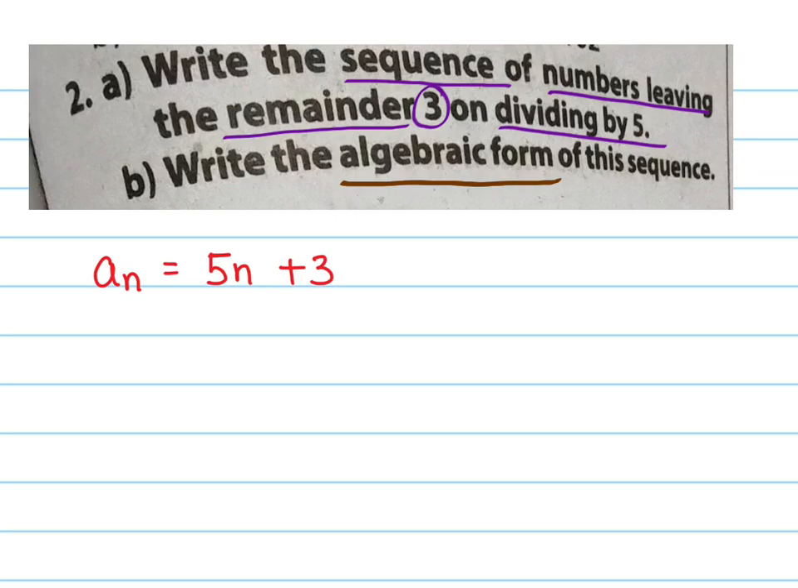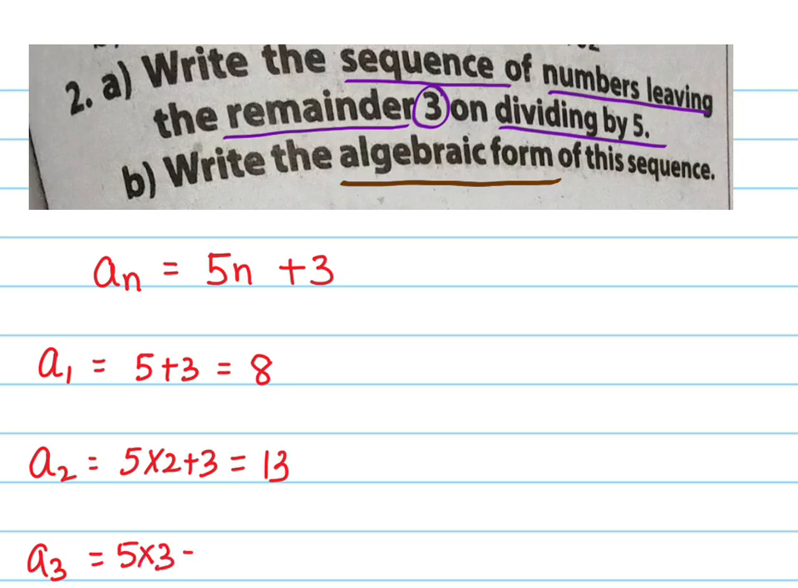So we did the second part, that is B part. We got the algebraic form of the sequence. Now we want to get the numbers in the sequence. So we can just put the number for n as 1. Then we'll put the number for n as 2. So 5 into 2 plus 3. That is 10 plus 3, 13. Then repeat it and we get the first 3 terms of the sequence.